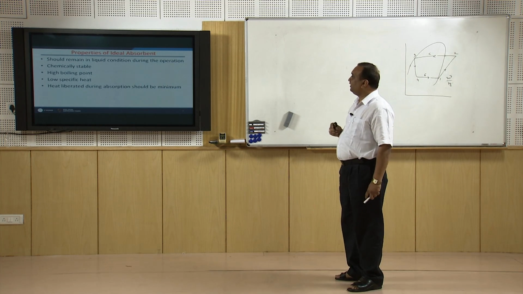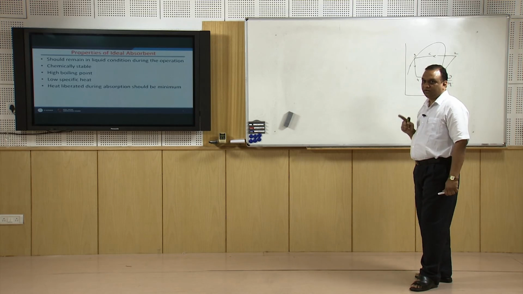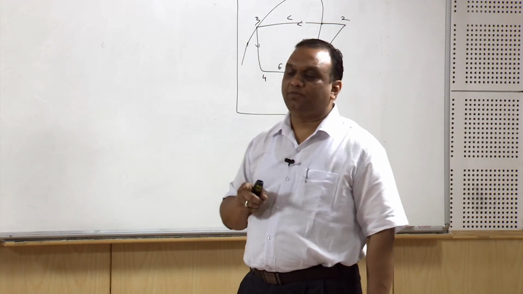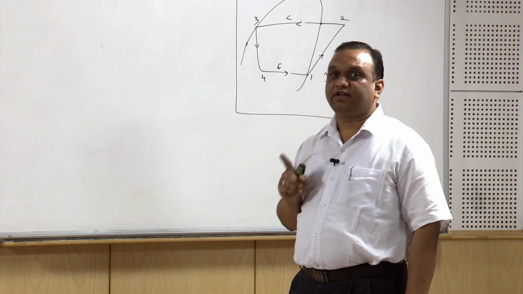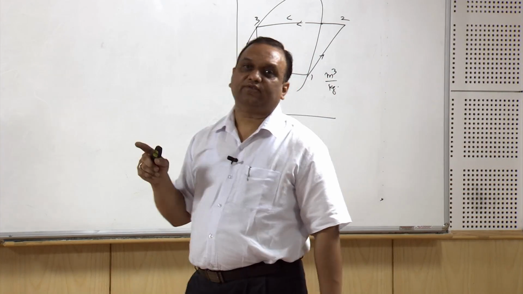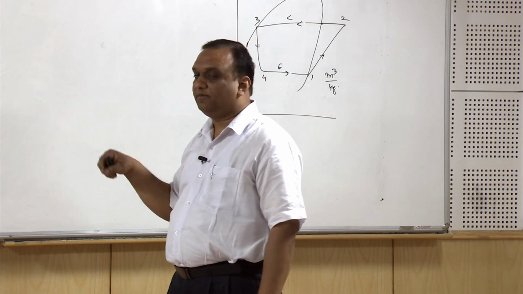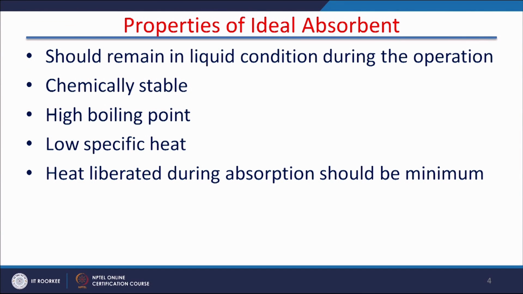Now properties of an ideal absorbent. So absorbent should remain in liquid condition during the operation. During the entire operation, the absorbent has to remain in liquid condition. However, last time we discussed this water ammonia system, where traces of water were going with the ammonia. That was not desired. That is why a rectifier was used to condense the traces of water vapor and drain them back to the generator. Now absorber has to be chemically stable in the entire range of operation.